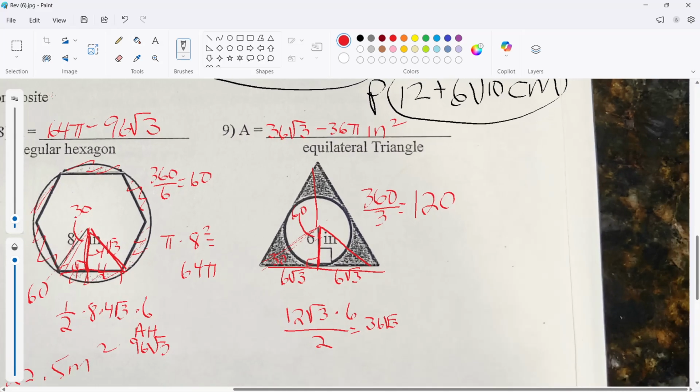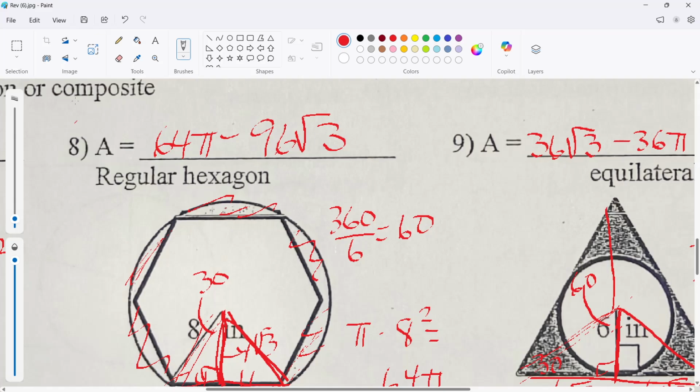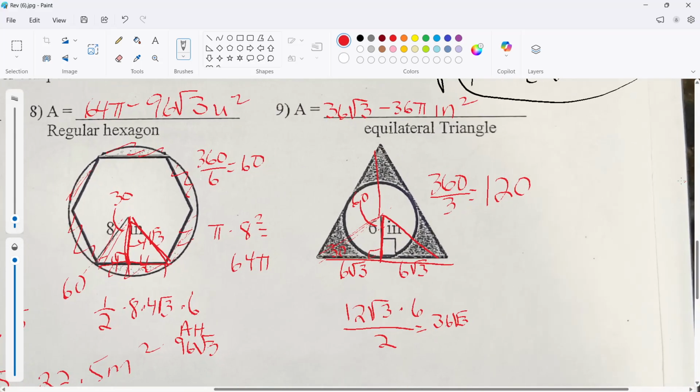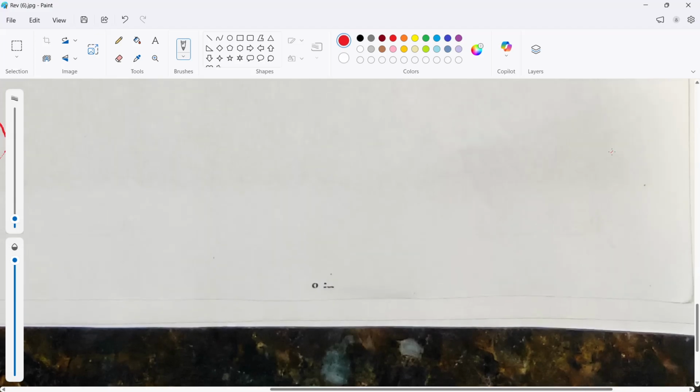And did I forget some of these other ones? I don't think this one gave units, so this would be units squared. But anyway, make sure you put the units. Maybe I didn't put them in all of them. But that's it. That's all of the questions on that last sheet.